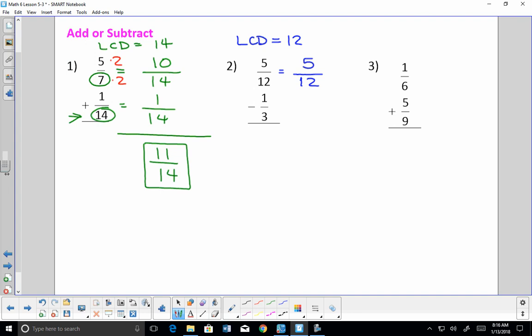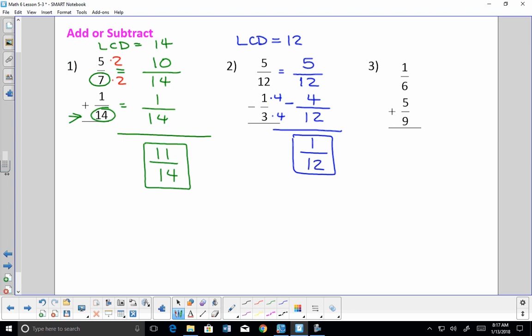1/3, I have to multiply 3 by 4 to get 12, so I have to multiply 1 by 4 to get 12, and I have 4/12. We are subtracting this time, so 5/12 minus 4/12, 5 minus 4 is 1/12. It takes a little bit more to do the fractions when your common denominator is not a like denominator.